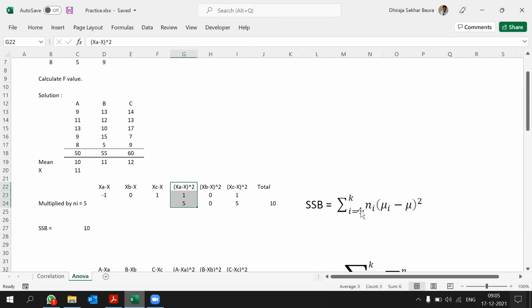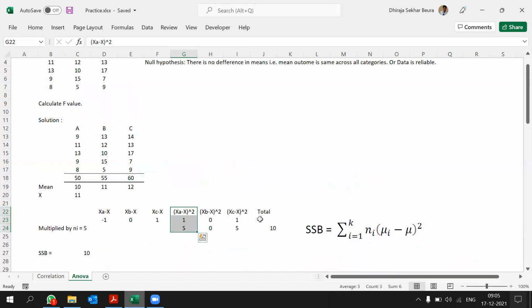Second, if you put I equals 2, and so on. It's better to say between the groups. We have 3 groups A, B, C. So SSB stands for sum of squares between the groups. That's the reason K comes to 3. How many groups you have, that many would be K.